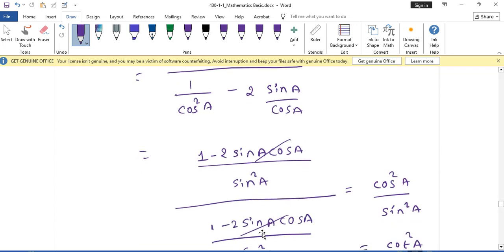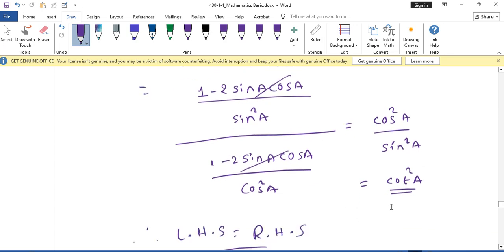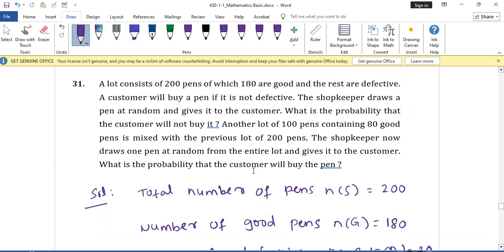Here also same, cos square A is the LCM. 1 minus 2 sin A cos A is the numerator. So cancel 1 minus 2 sin A cos A, 1 minus 2 sin A cos A. It becomes reverse, cos square A by sin square A. So the answer is cot square A. So our LHS is equal to RHS. We proved. Next, 31st question.